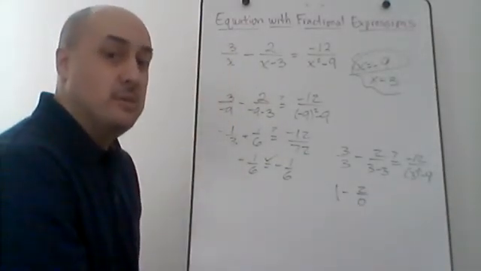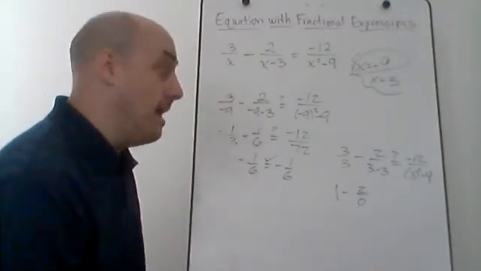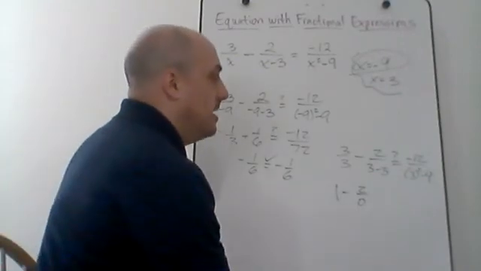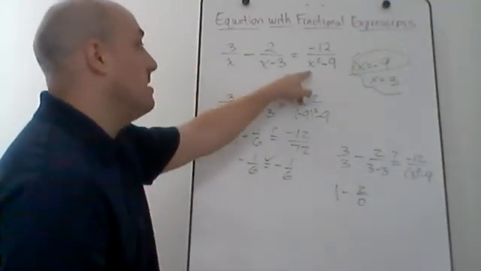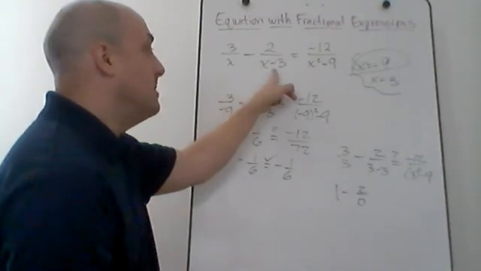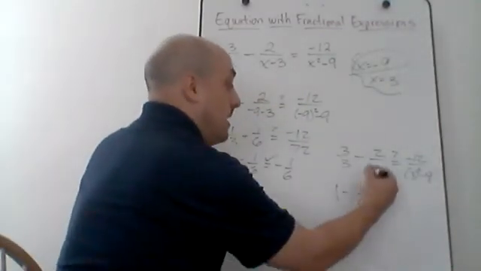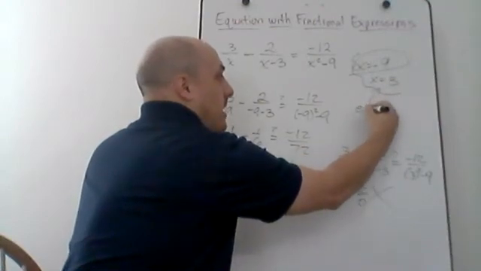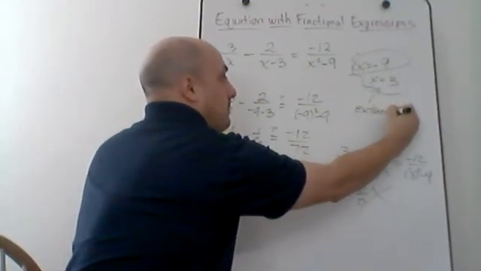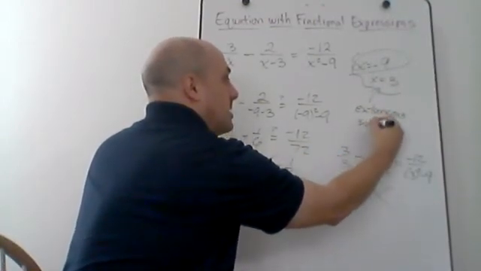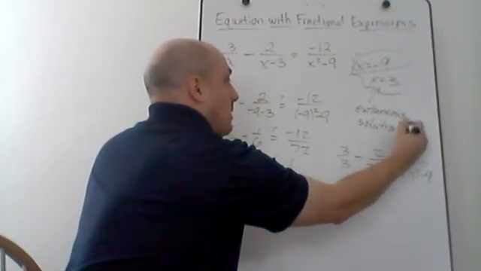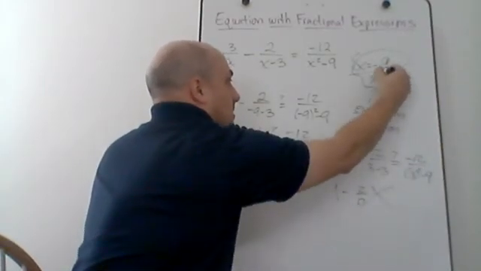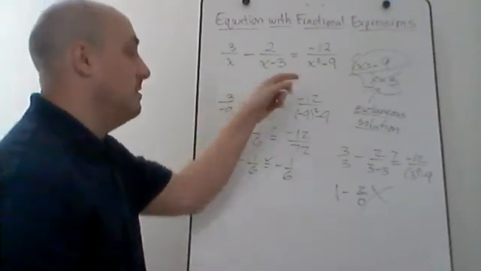I can't have 0 in the denominator of a fraction. That is not allowed, right? So it doesn't even make sense to plug x equals 3 into this equation. It gives me a 0 in the denominator, so I can't plug in x equals 3, right? This is no good. X equals 3 is what we call an extraneous solution, right? Extraneous meaning extra, right? That is an extraneous solution. It is not a solution to this original equation, right?